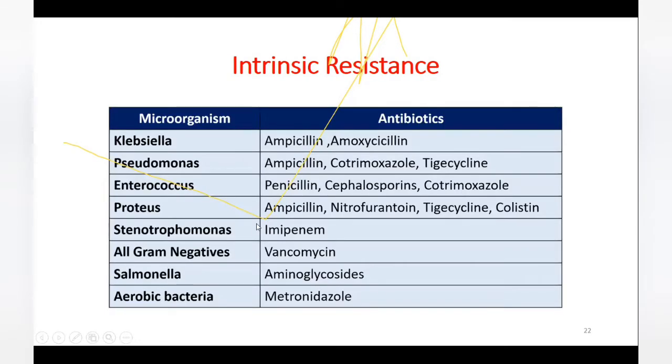While preparing antimicrobial policy, we also need to take into consideration the intrinsic resistance or natural resistance. Some of the pathogens bear a natural or intrinsic resistance, meaning they are naturally resistant to some of the antibiotics due to some chromosomal inherited resistance mechanism. For example, Klebsiella is naturally resistant to ampicillin or amoxicillin. Pseudomonas is naturally resistant to tigecycline, cotrimoxazole, and ampicillin. Similarly, all gram-negatives are naturally resistant to vancomycin. All aerobic bacteria are naturally resistant to metronidazole. So this natural resistance pattern should be taken into consideration while preparing antimicrobial policy.